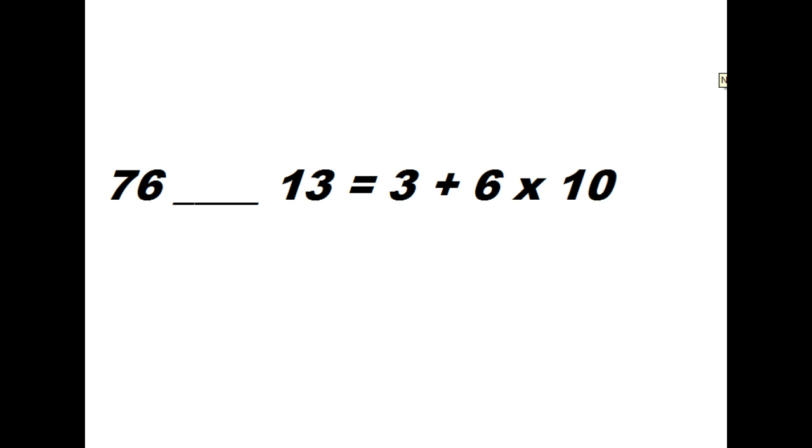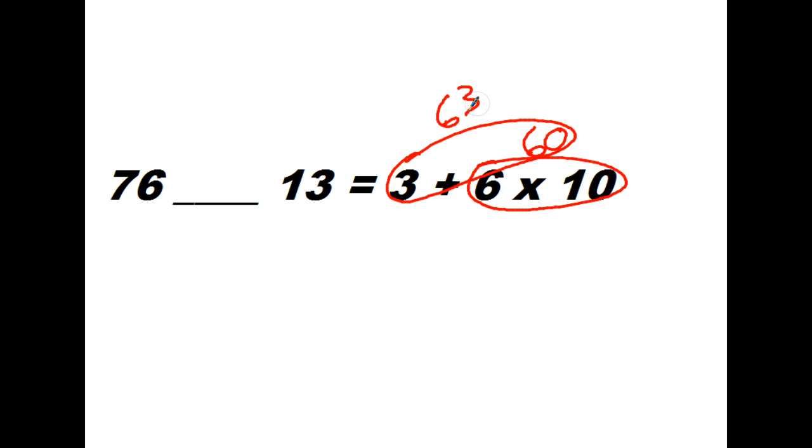This time going to the right side, 3 plus 6 times 10. Multiplying is higher power than adding, so 6 times 10 is 60. And then we got 3 plus 60 is 63. 76 is larger than 63, so I'm getting smaller, so I'm either subtracting or dividing. Let's try out the subtraction real fast. Yep, there it is. 76 minus 13 gets me down to 63.